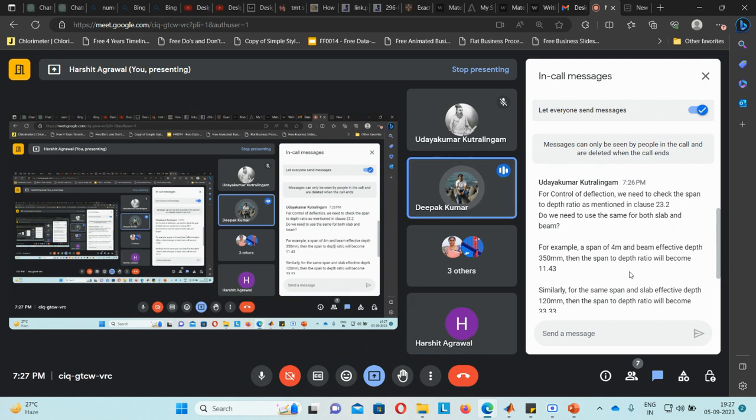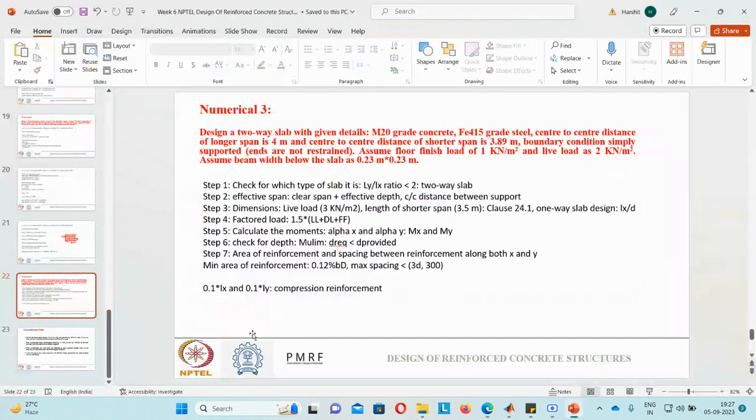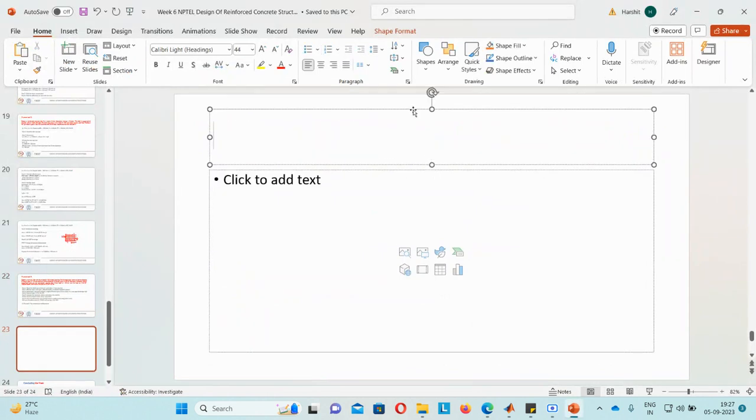Sir, one thing I want to ask: if it is asked negative moment at continuous edge, positive moment at mid span of longer span, negative moment at continuous edge, why do we say negative? Because when we are talking about the corners, there is bending, like this is the bending moment. Okay, what is the meaning of negative and positive? Now I will tell you. Just wait a second.